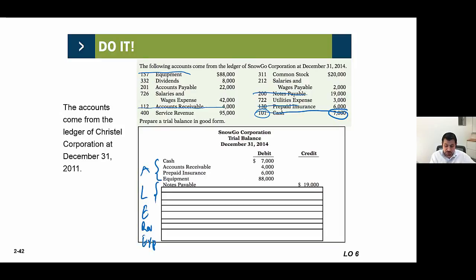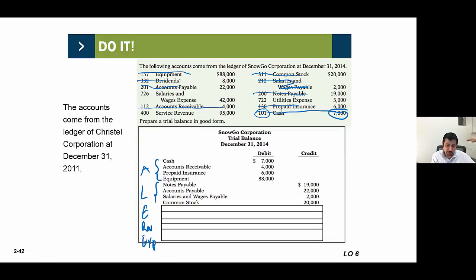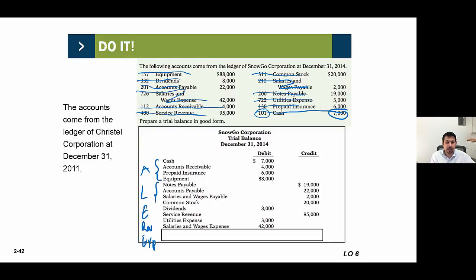So next, after notes payable, we have accounts payable. After accounts payable, we have salaries and wages payable. Next, we have common stock. We have dividends, service revenue. Then we have the expenses. So we have utilities expense, and last is salaries and wages expense.